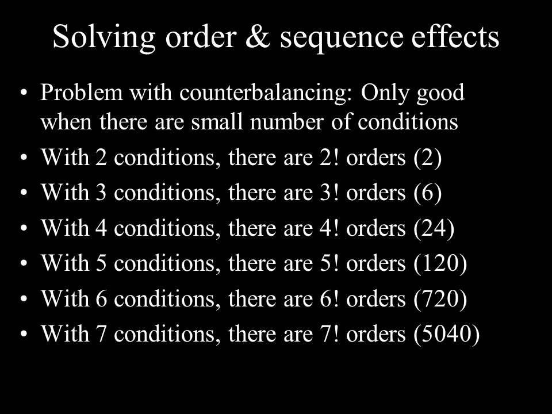Now, the problem here is that if you were to do the kind of counterbalancing that I described above, you would need to have an equal number of people in each of the groups that you were studying. So if you had 7 conditions, you would need to have at least 5,040 people in your study. But in reality, that would only leave you with 1 person per group. So the point that I want to make here is that it's better to keep the number of factors, conditions that you have in your experiment, as small as possible.